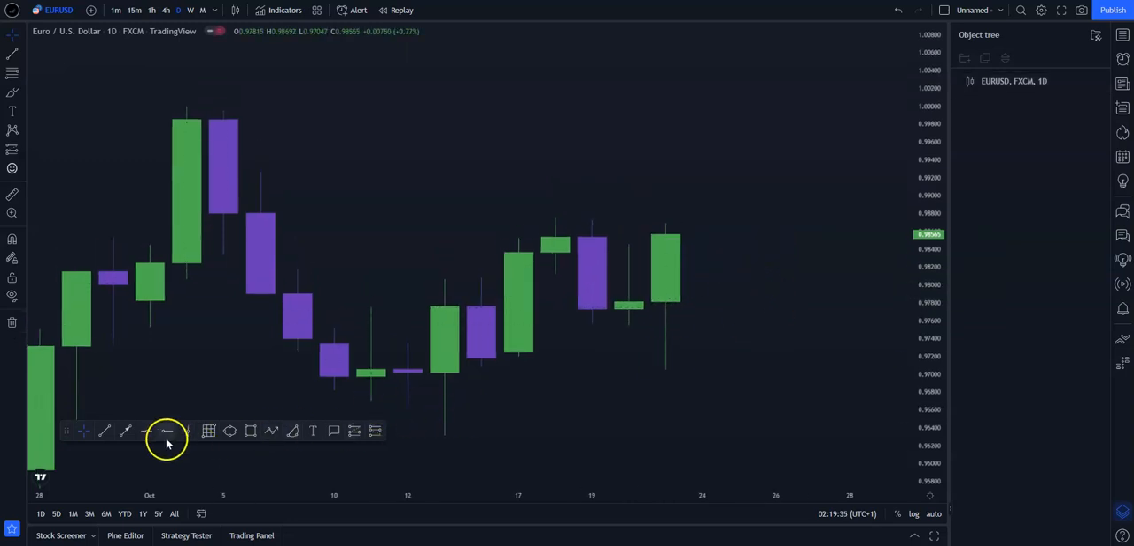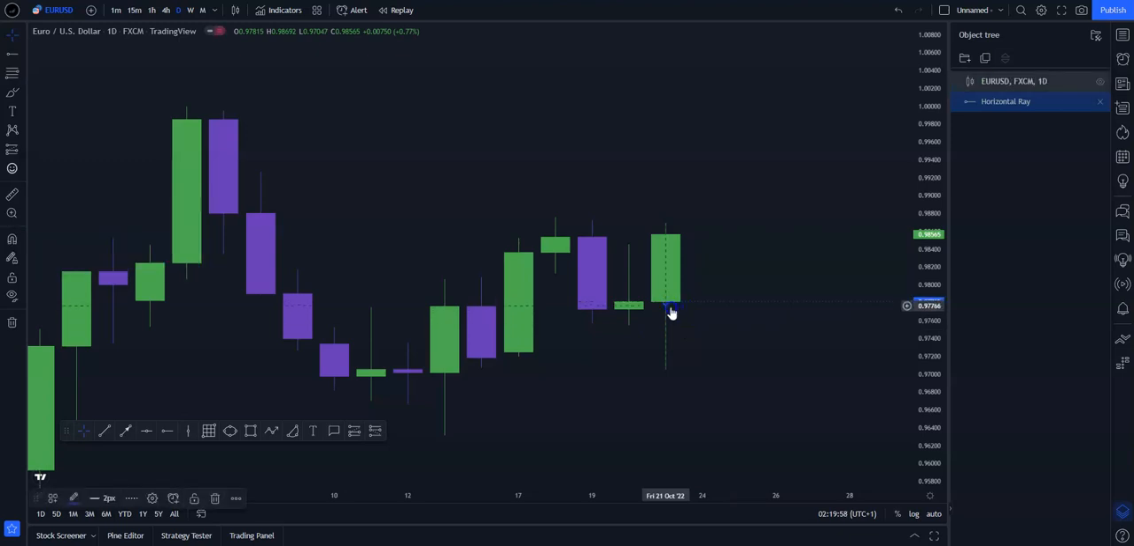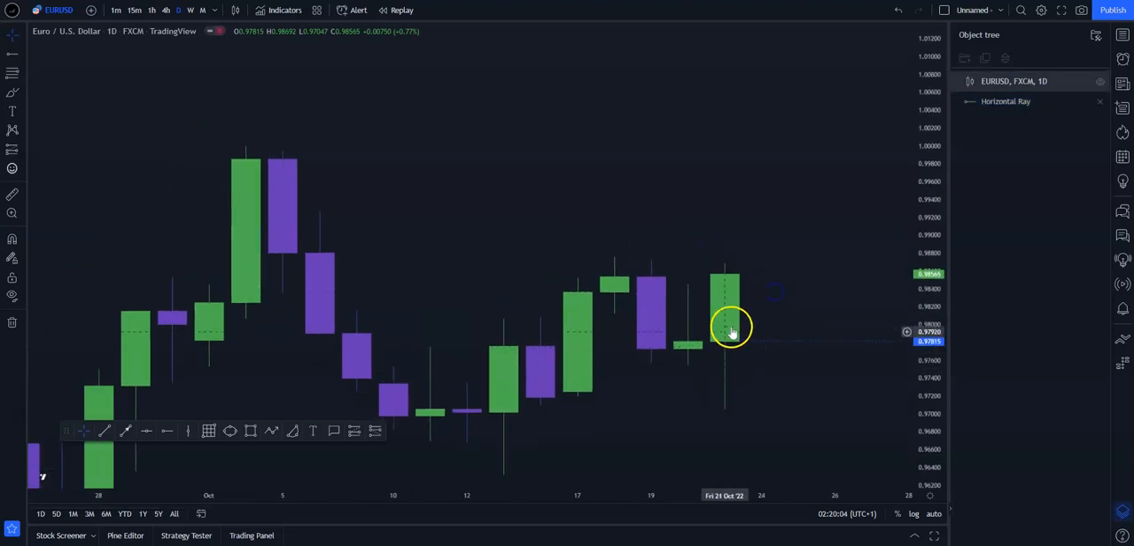And we can double check that, get our horizontal ray out, click on that. Show you a little trick here as well. If you hold down control, it tells you like magnet mode is on. Now I can try and get my eye pinpoint there, but I might be a bit off. But if I hold control, it magnets to the nearest thing I'm hovering over, which in this case is the base of the demand candle.